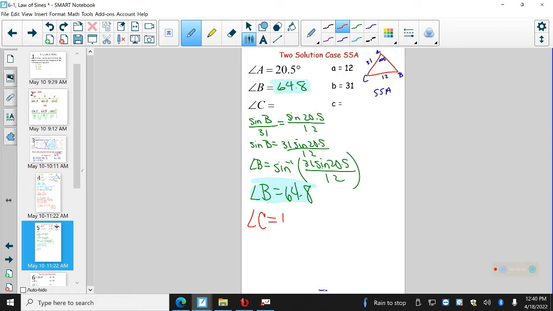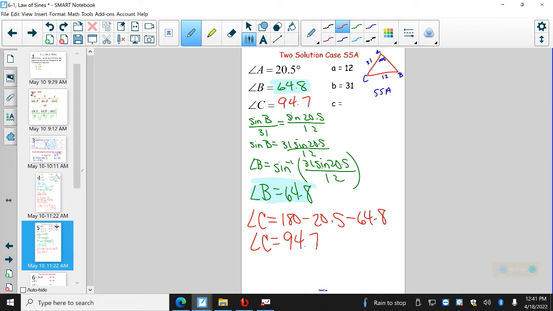180 minus angle A minus angle B. So 180 minus 20.5 minus 64.8. What is angle C going to be equal to? 94.7. Wouldn't that be off though because of rounding? Well, they're always going to be off because of rounding. Sine and trig is just like that. But we're deciding to make all angles rounded to the tenths place and all side lengths rounded to the hundredths place. You with me? Okay? So if we stick with that, they'll all be accurate based upon that information.